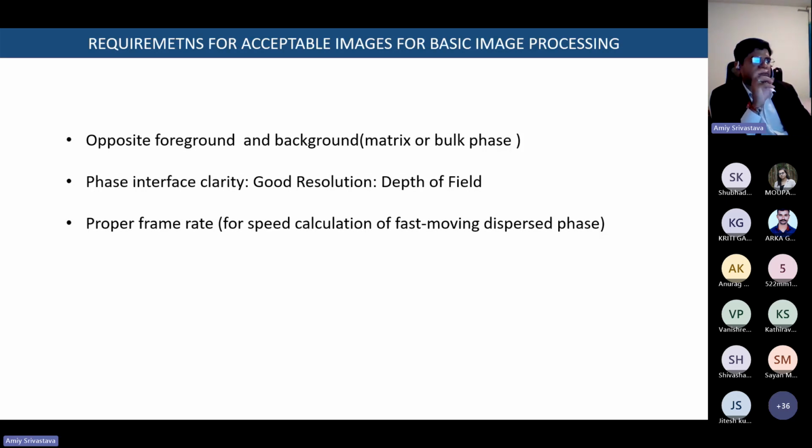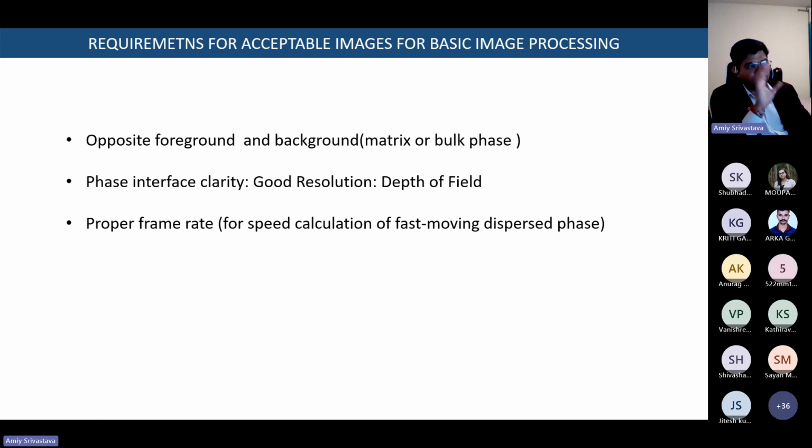Then interface clarity. We need to know that the disperse phase has ended here, and after that the matrix has started. If the interface is not clear, it means the images are of not good resolution, and we will not be able to get the correct size of the disperse phase. Maybe you can identify velocity, but if your flow domain is densely populated with many bubbles, you need good resolution, no matter what image analysis technique you are using, whether basic or advanced.